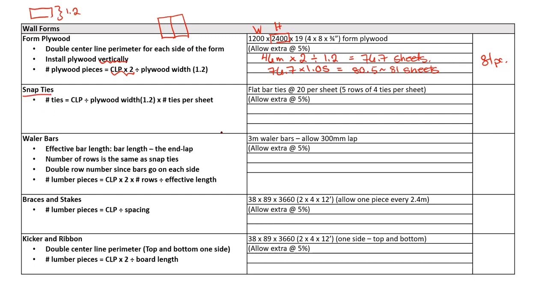Snap ties, they're going to go between our plywood. Now this formula comes from the ILM for this section, but there is another way to calculate. I'm going to give you both of them, and it will be up to you to choose which way makes the most sense for you. Now, SAM, when you're calculating, is based on this formula. So if you have a question in SAM, please use this formula.